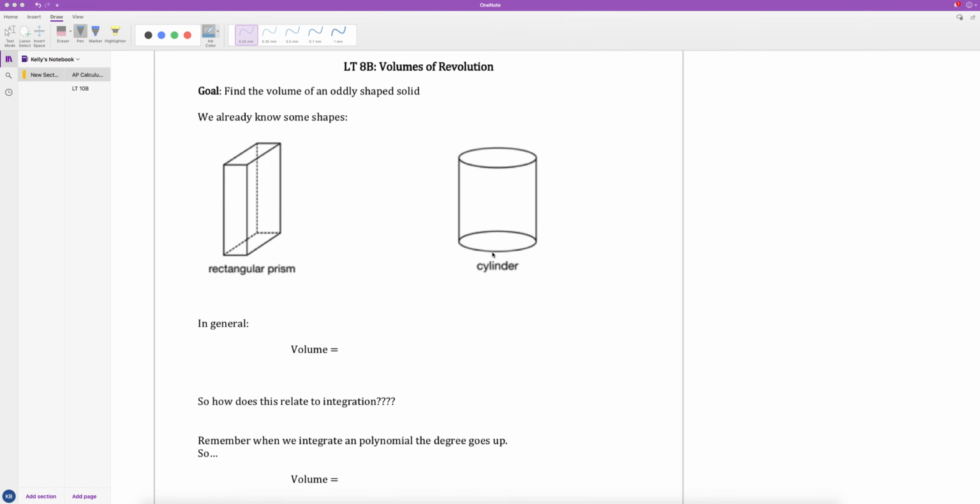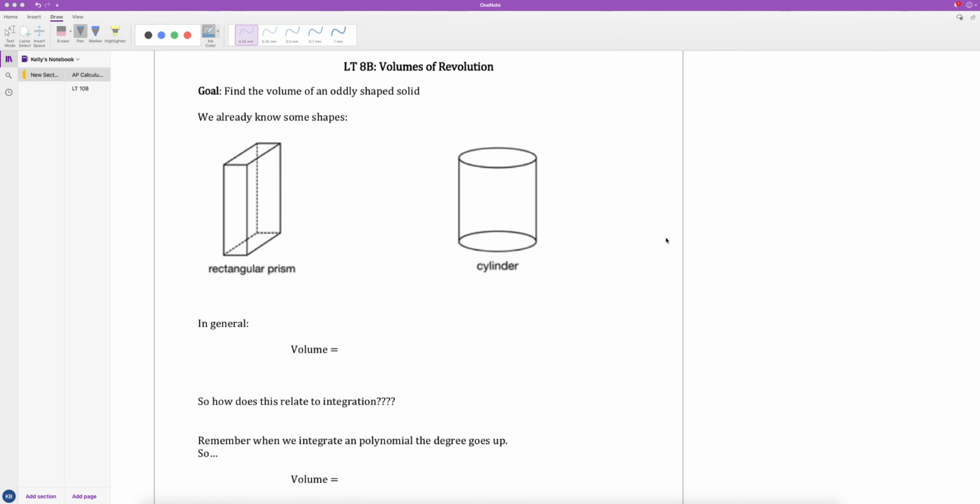Welcome to our last new topic of the year. We have Learning Target 8B, Volumes of Revolution. So our goal in this entire section is going to be to find the volume of any oddly shaped solid that we may have. We're going to have two types that we're going to end up looking at.